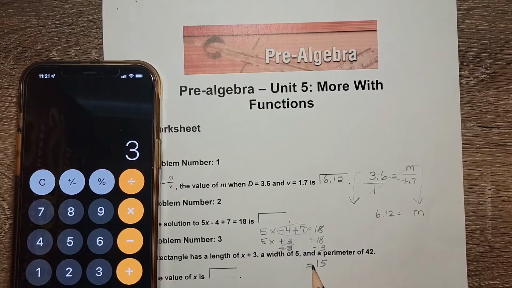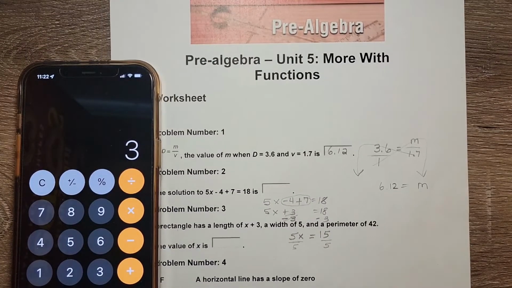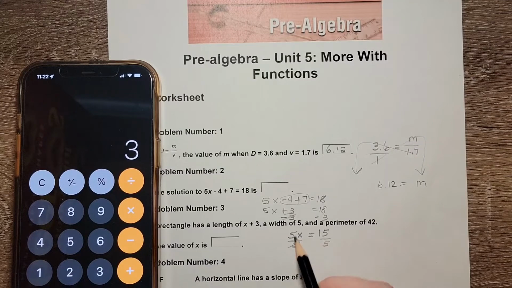That makes this a 15. And the second step is do the opposite of multiplication, which is division. Divide both sides by 5. Canceling this out and making this a 3. X is 3.